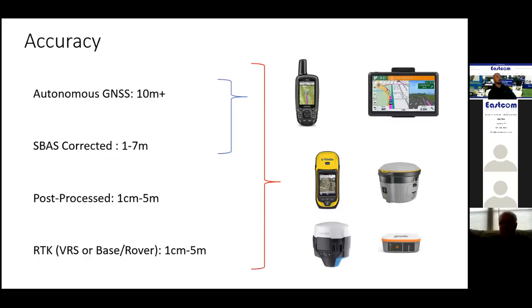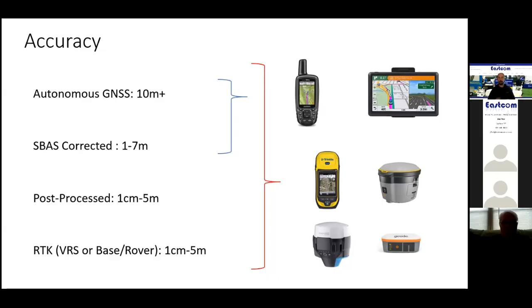Okay, so on this slide, we have a bunch of different receivers you can see here. Now, you can see accuracies on the left, you can see the units on the right. When you use your recreational grade GPS devices, let's say it's a Garmin, it's a TomTom, they're only going to get, at best, an SBAS correction. And I'll talk about that a little bit later. So you're looking at 1 to 7 meters.